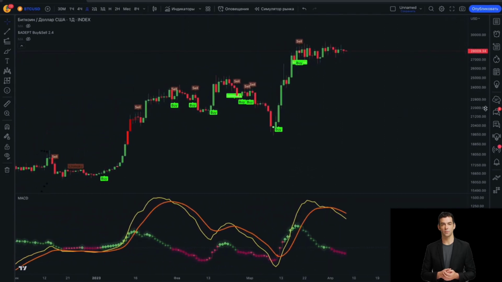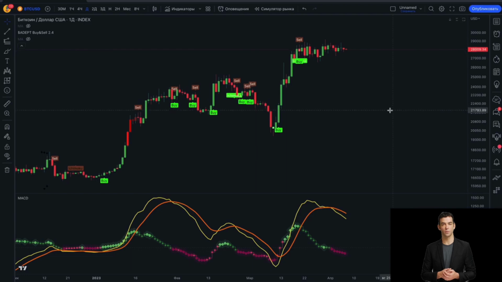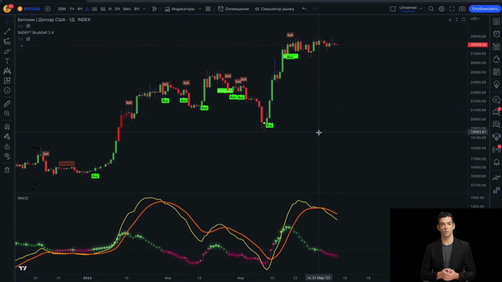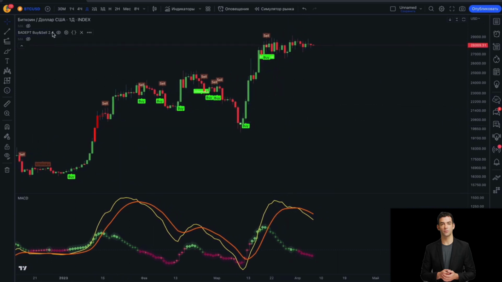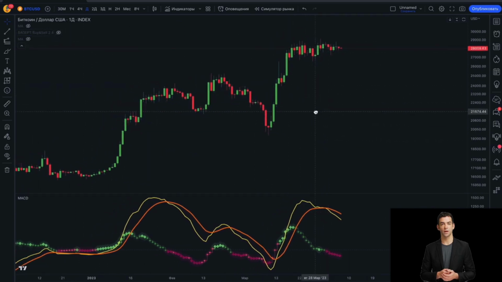Today we're going to talk about the Bitcoin price. I will show you my open trades, and we will also talk about the worst case scenario that could happen in the near future. So, here is the daily Bitcoin chart.